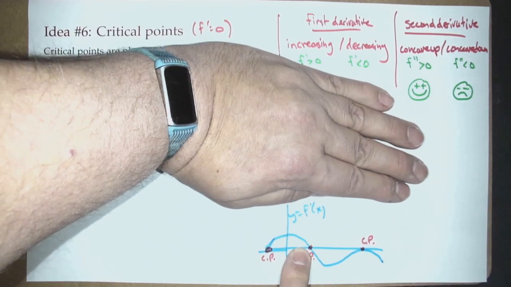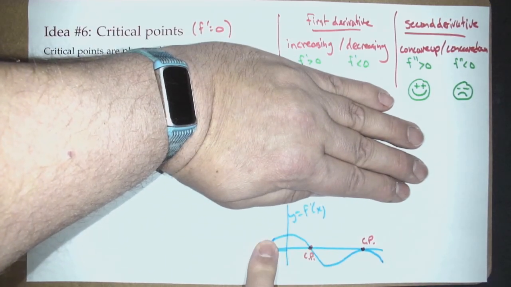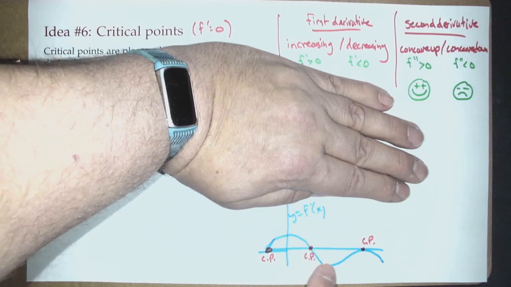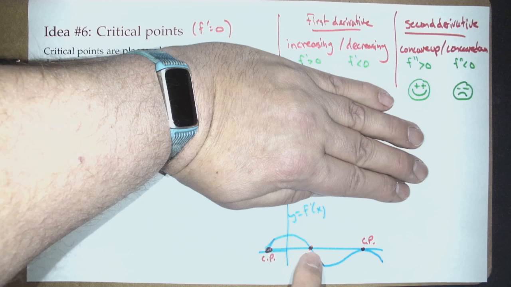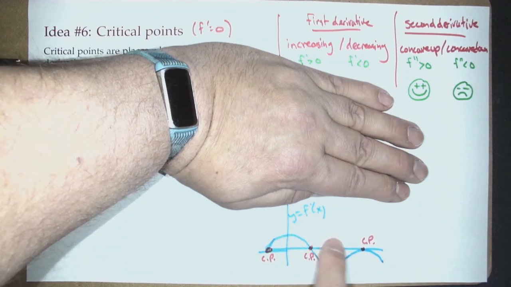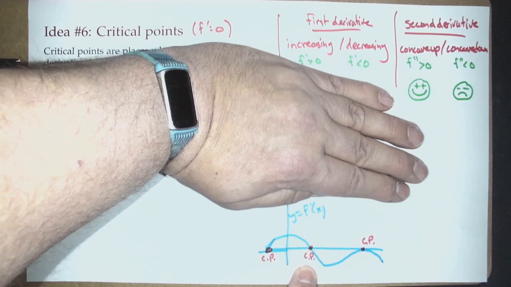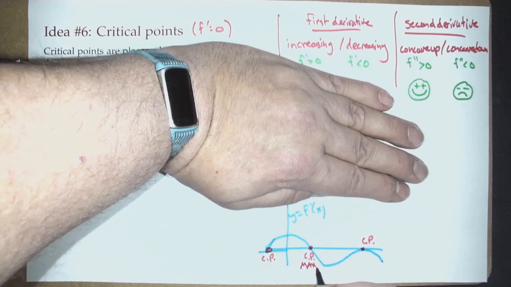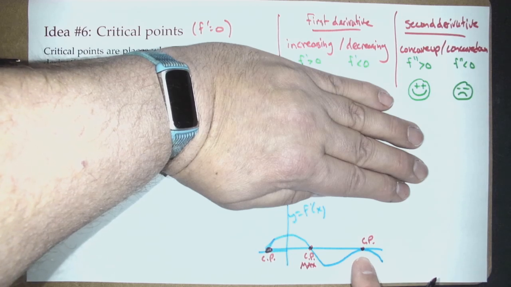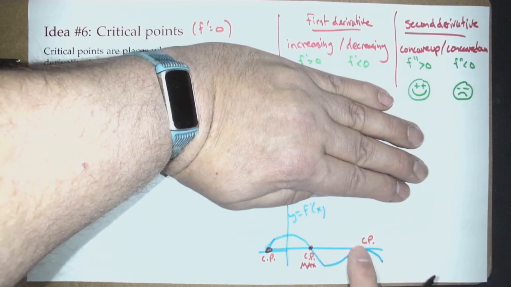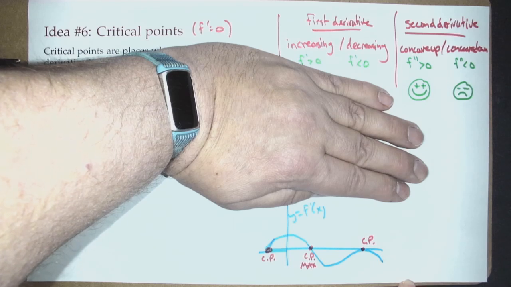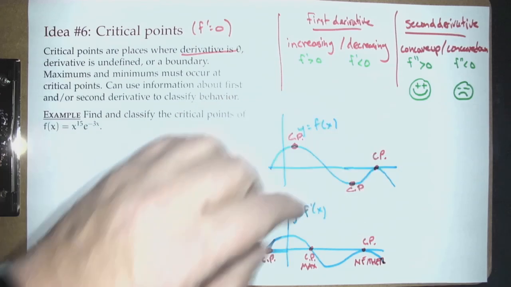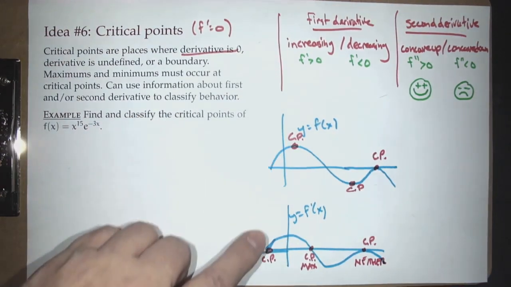This is f prime. So f prime is positive. That means we are increasing. So it means we're coming up. What's behavior to the right? Where f prime is negative, decreasing means we're going down. So what kind of critical point is this? Up, down, so this is a max. How about this one? Down, down. So what is it? Neither. So critical points look different depending upon whether you're looking at the function or the derivative.